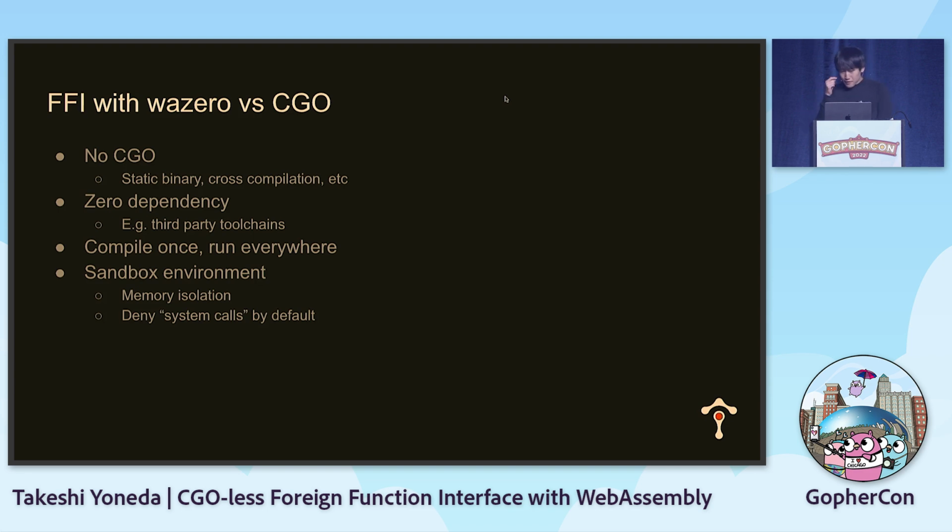And also, the third one is the most notable feature, right? Because you can just compile your foreign function into WebAssembly once. And that WebAssembly can run on any platform because everything will be taken care of by wazero. On the other hand, when you are using CGO, you have to compile your foreign function to every platform you have to support. So that is a clear difference. You can compile once into WebAssembly and run it everywhere.